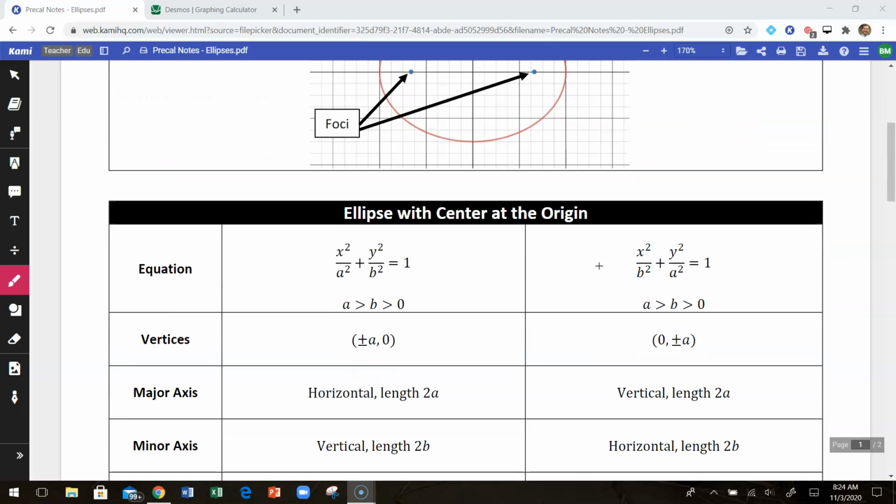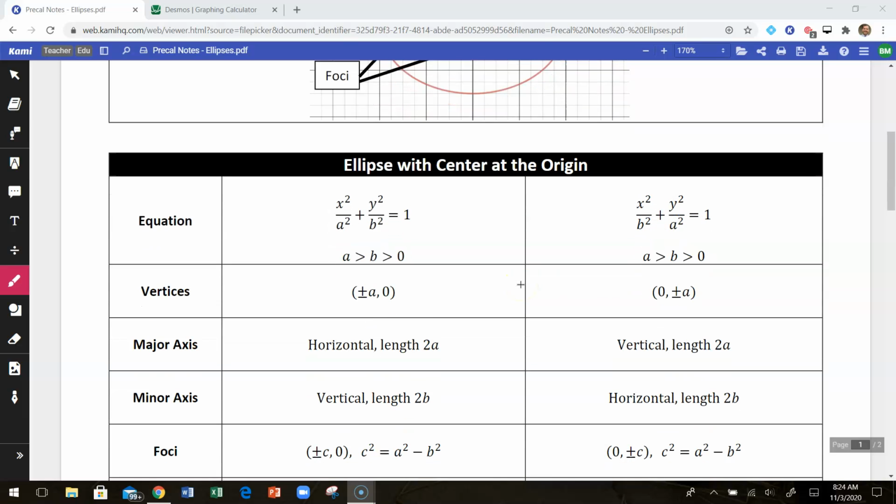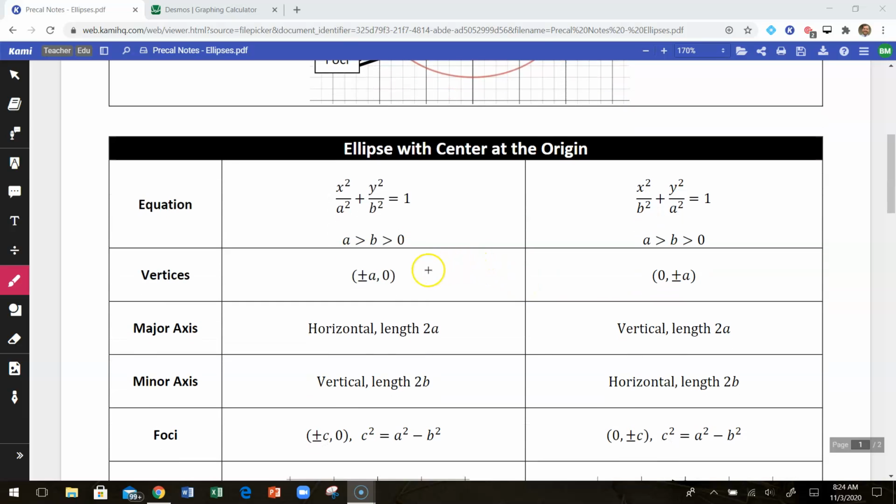Okay. So we've got a couple of equations here, and I'm going to talk about the difference. Basically what you want to look for is whether the bigger number is underneath the x or underneath the y. The condition down here stays the same for both of these columns: a has to be greater than b, and they both have to be greater than 0. What I want you to notice is that on the one on the left, the number underneath x is the bigger number, and over here the number underneath y would be the bigger number. What that determines is the orientation of the ellipse. Is it going to be a horizontal ellipse or a vertical ellipse?